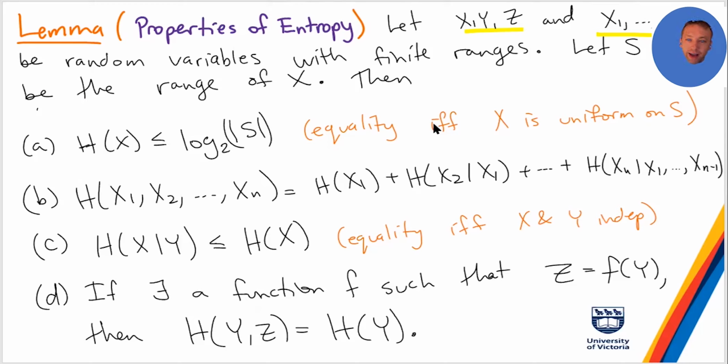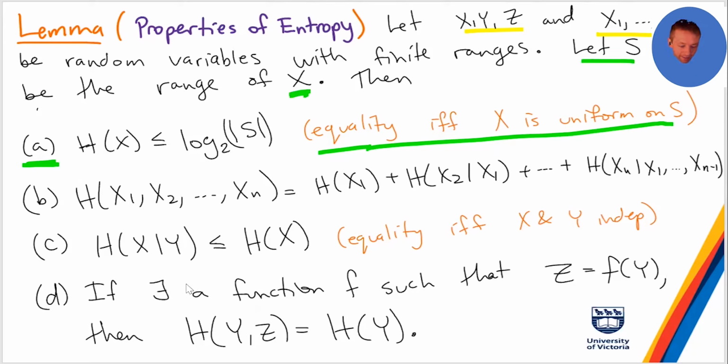Okay, so here are some facts. Remember we said if I have n possible outcomes and they're all equally likely, then the entropy should be log n. The first fact says that if you have n outcomes that are not necessarily equally likely, the largest the entropy could possibly be is log n. And it's equal to log n if and only if all the outcomes have the same probability. S, remember, is the range of X. So the entropy of X is at most the log of the size of the range.